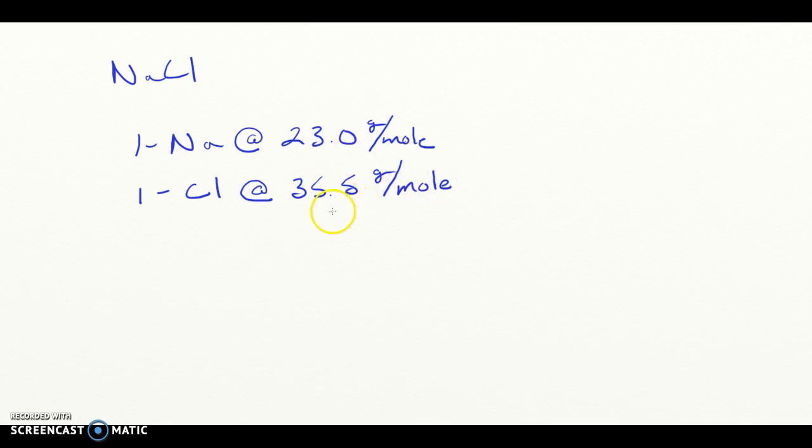That's a 5. It's not a 6. I'll rewrite it for you so that there's no confusion. It should be 35.5. So we're going to add these two together since there's only 1 of each. So it should be 58.5 grams per mole. 58.5 grams per mole is the molecular mass of sodium chloride.